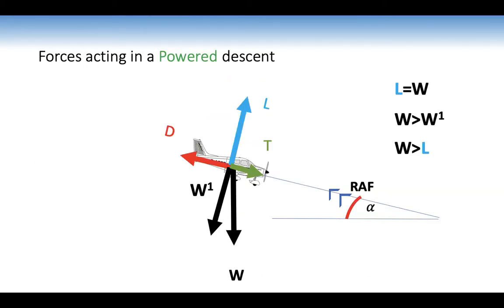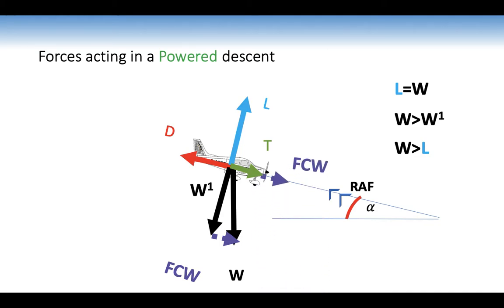So forces acting in a power descent. It's the same thing with a few key differences. We've got a small forward component of weight, as we've got a little bit of thrust. That thrust is able to overcome some of that drag, so we can raise our nose attitude. And by raising our nose attitude, it changes our rate of descent, so it decreases it, and our angle of descent as well becomes a lot smaller over here. So if we had some thrust, it would be able to increase our range.